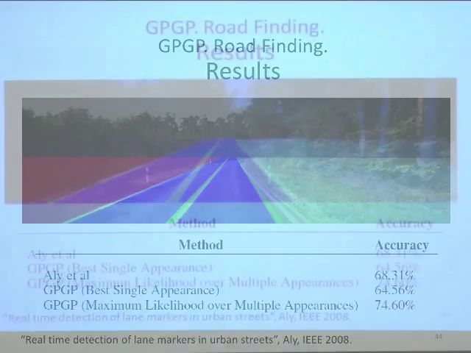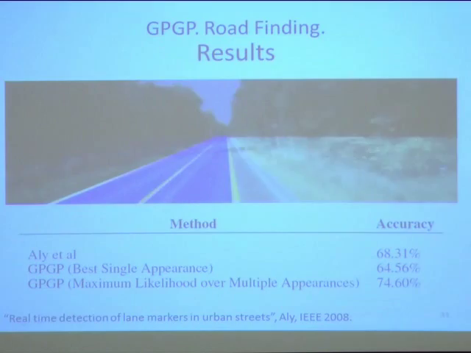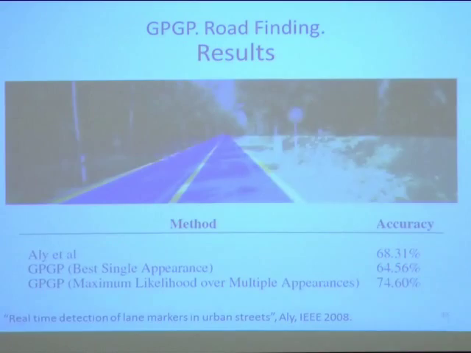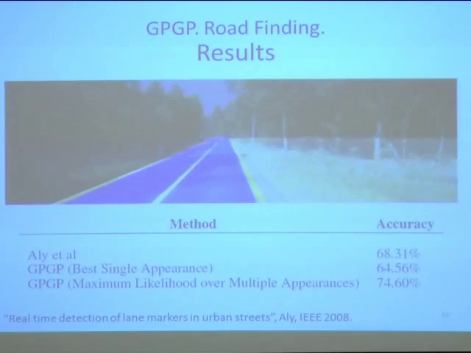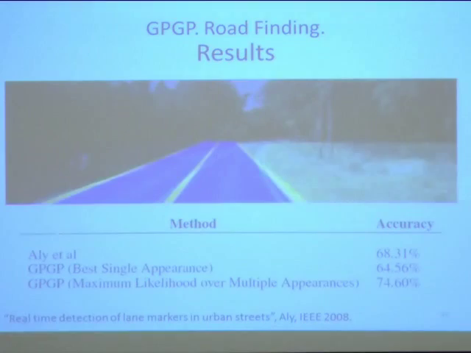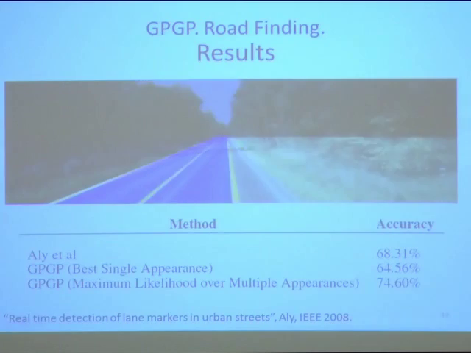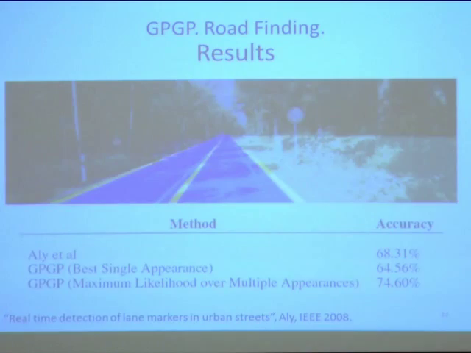And you can see that there is a state-of-the-art approach, Ely et al., 2008, and they received accuracy 68%. If we use one train image, we receive 64%. If we use 15 train images, we receive 74%. And then we use just maximum likelihood over a few train images runs. Does it make sense?